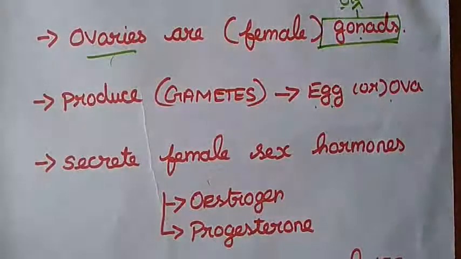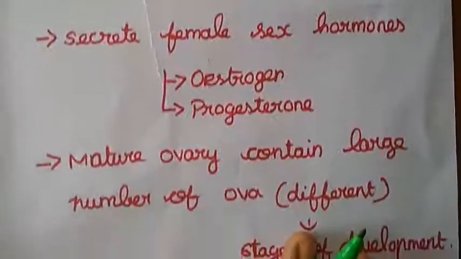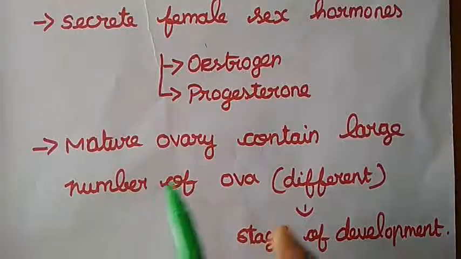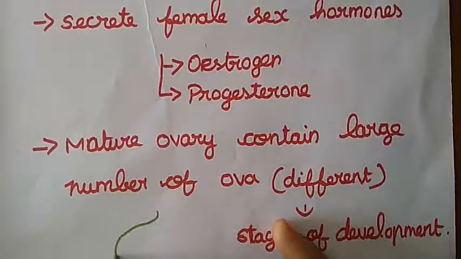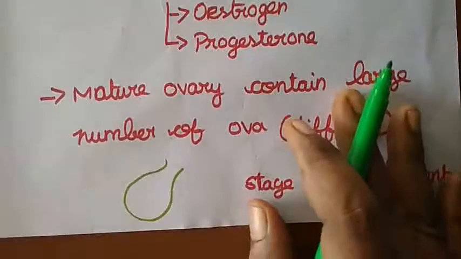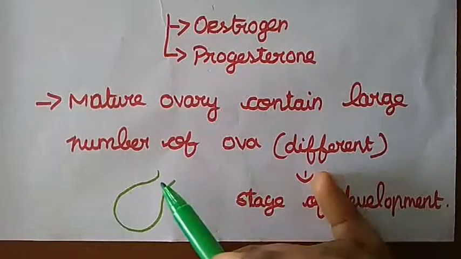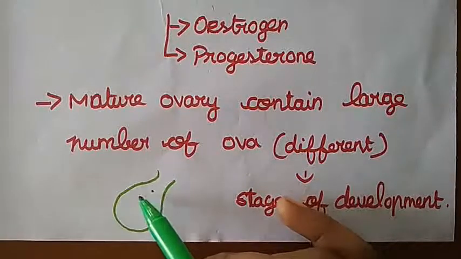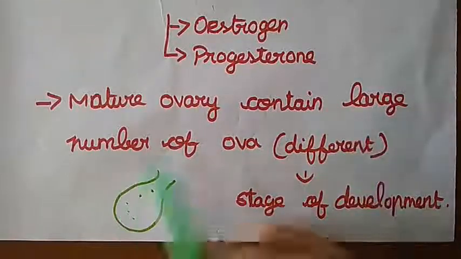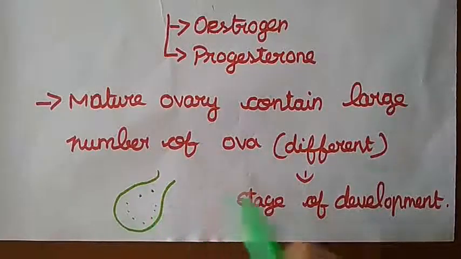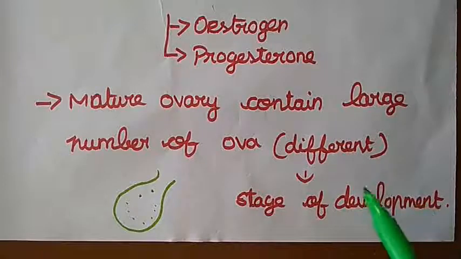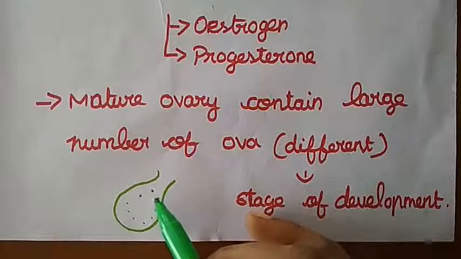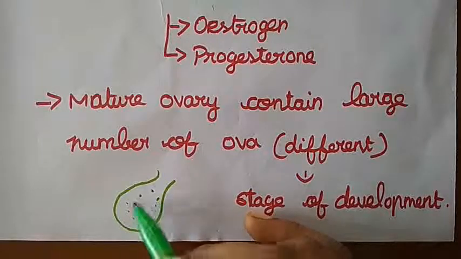And the last one: the matured ovary contains a large number of ova. When they attain the puberty stage, they have a number of ova in that part, a large number of ova in different stages of development. Starting from the early stage of ovary development, they go through different stages.